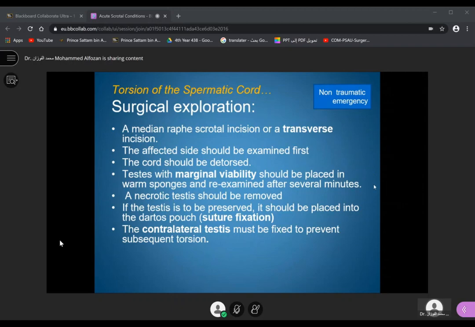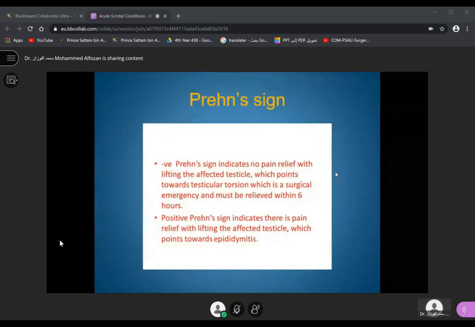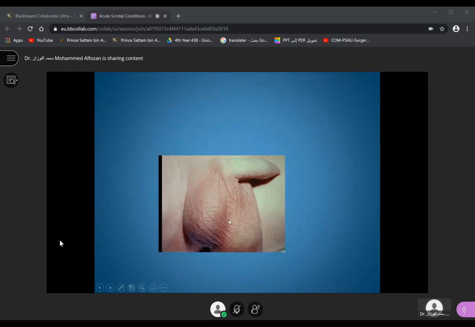So for surgical exploration, you will make a scrotal incision, either transverse or median raphe. So this is the median raphe. When you are planning to explore the testis and fix the other one, whenever there is torsion in one testis, we prefer to fix the other one to avoid torsion in the other one in the future.